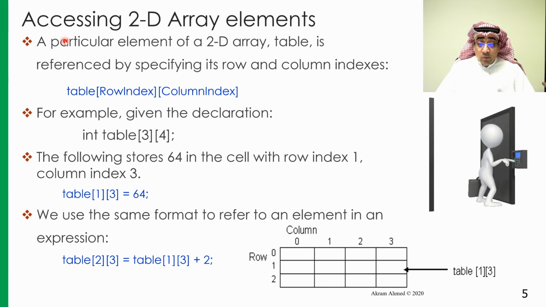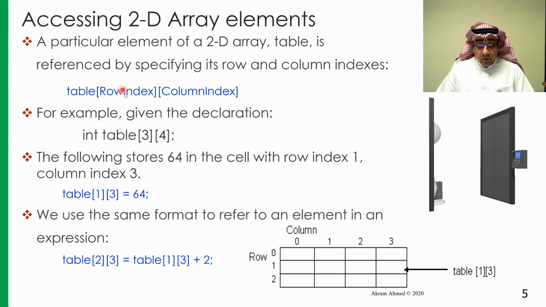So now I want to access, okay? So we want to enter, as the program was saying over here, one element of the array. How would we do that? Basically we type the name, then the row index and the column index, and it will give us specifically that element. So if we define int table[3][4], and we want to access the element [1][3] and put 64 in it, we say table[1][3] = 64.